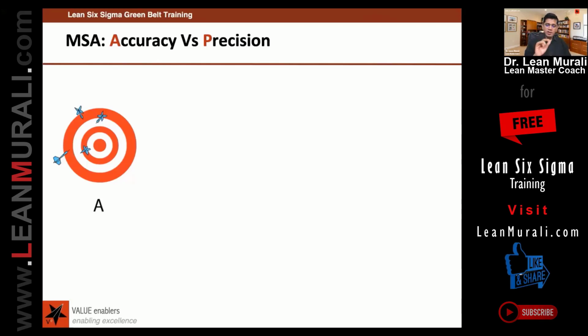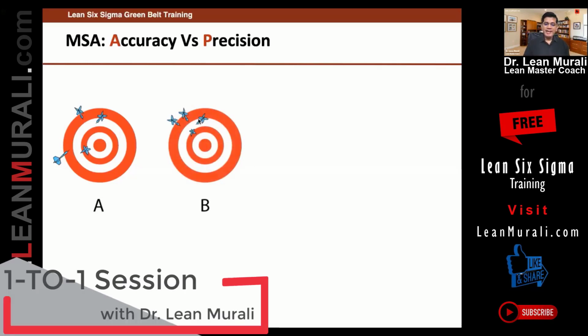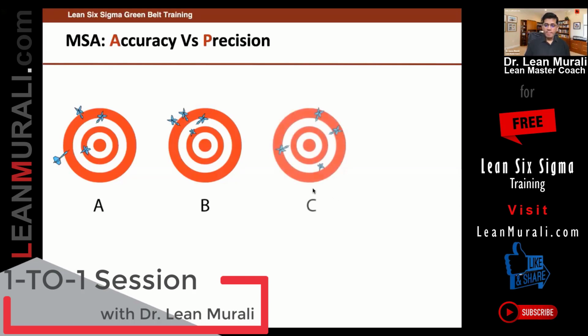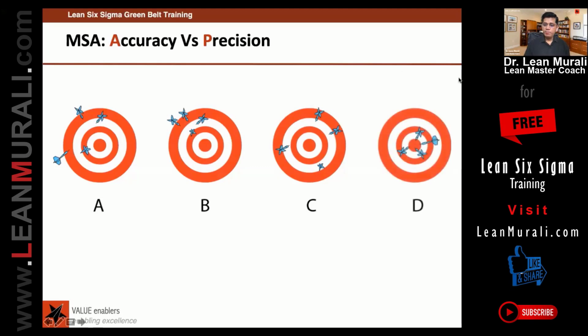There is a dartboard and there is a bullseye, and you need to throw these darts at the bullseye. Now, the dart can fall in this pattern, or it can hit in this pattern, or it can hit as pattern C, or it can hit as pattern D. So I want you to say which is the best among these four. So all of you agree that D is the best.